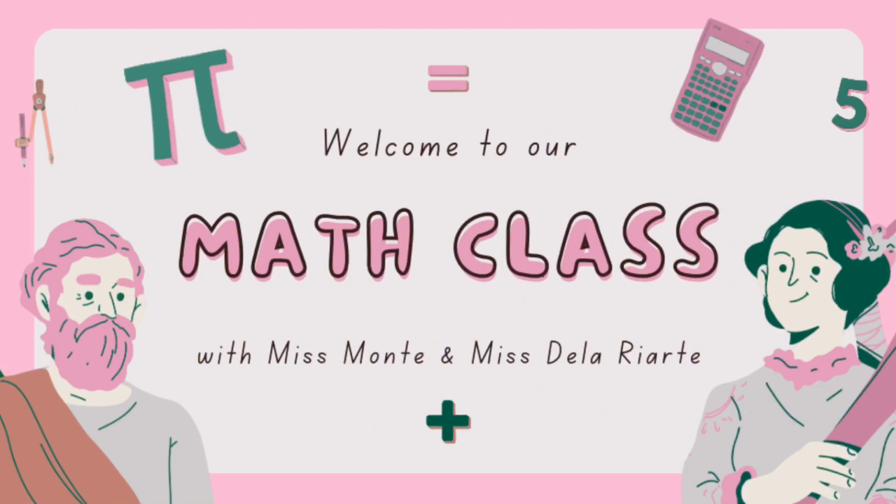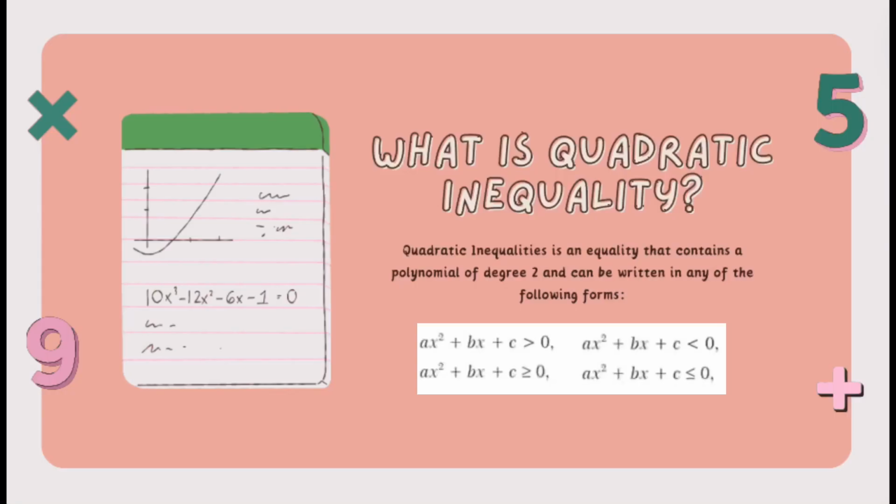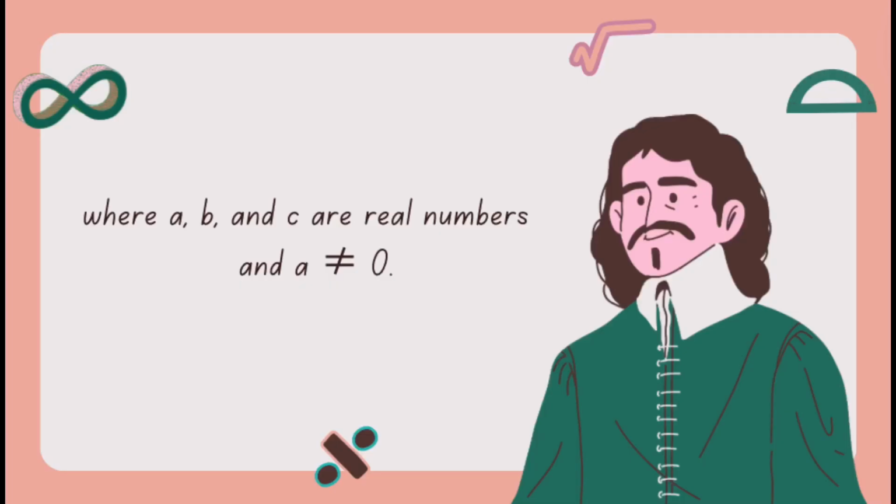So today we'll be talking about quadratic inequalities. So what is a quadratic inequality? A quadratic inequality is an inequality that contains a polynomial of degree 2 and can be written in any of the following forms: ax squared plus bx plus c is greater than 0, and so on, where a, b, and c are real numbers and a is not equal to 0. So let's head on and listen to my discussion on how to solve quadratic inequalities.